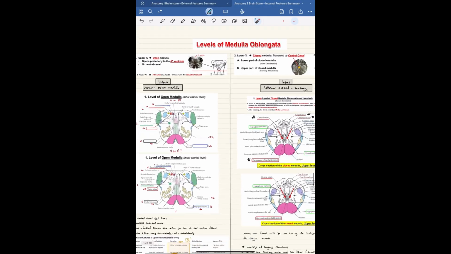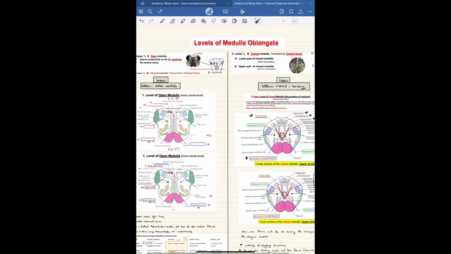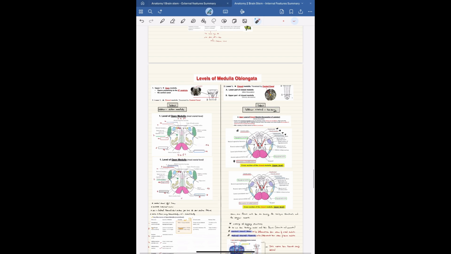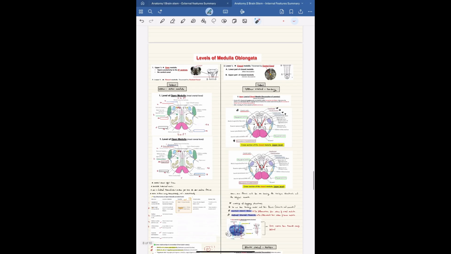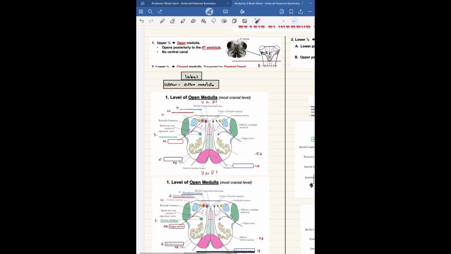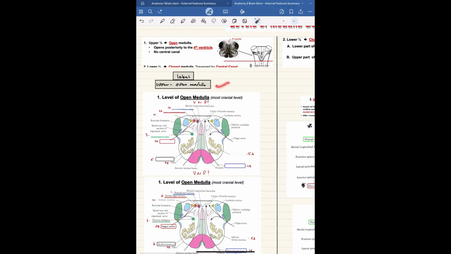Now, into the levels of the medulla oblongata. As I said, there are two parts, the upper and lower: the upper open medulla and the lower closed medulla. The upper is the normal one, upper open medulla. But the lower closed medulla is subdivided into two, upper closed and lower closed. Alright, let's take a look first at the upper open medulla.